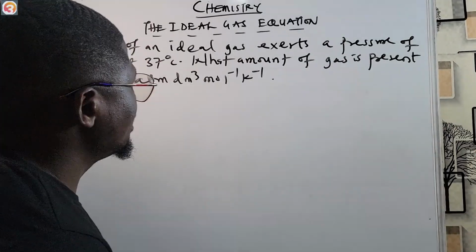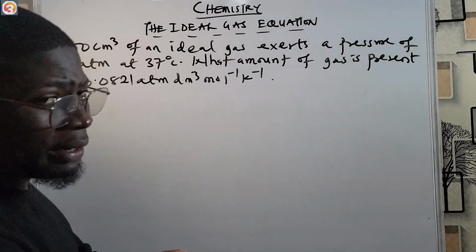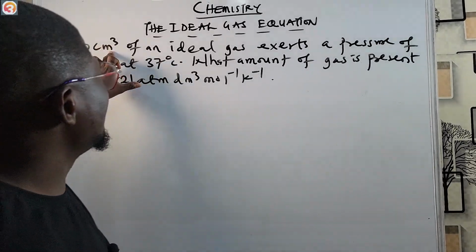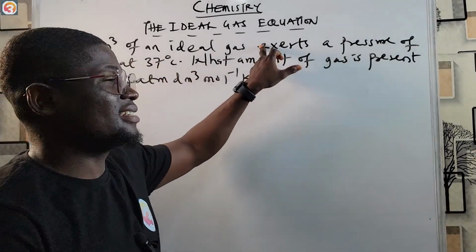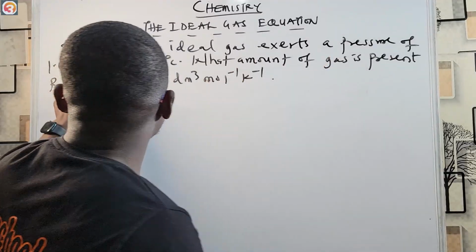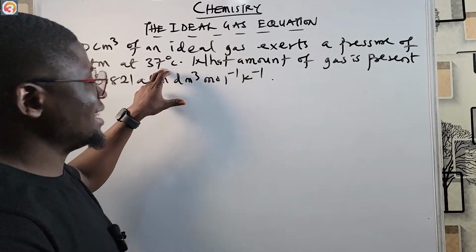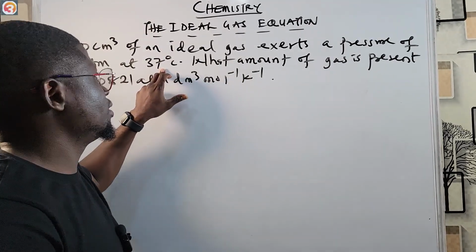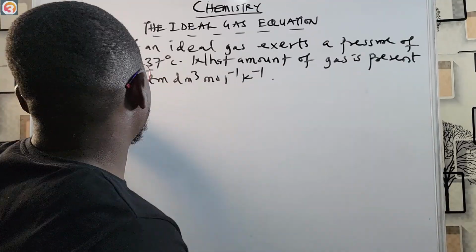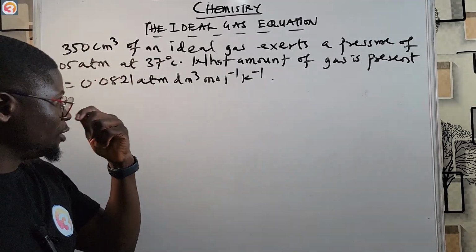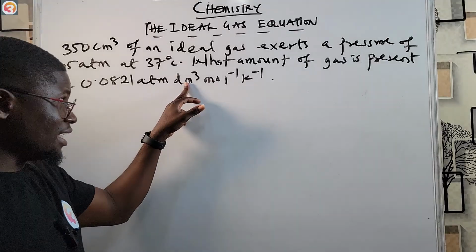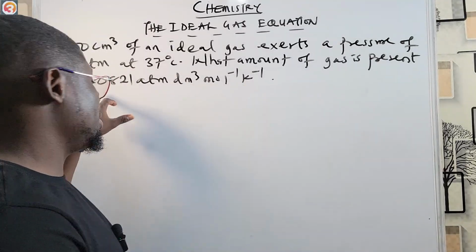All right, welcome back. Now, we are given a problem on the board. 350 centimeter cube of an ideal gas exerts a pressure of 1.05 atm at 37 degrees Celsius. What amount of gas is present? R is 0.0821, and see the unit of R: atm, dm cube, per mole, per Kelvin.